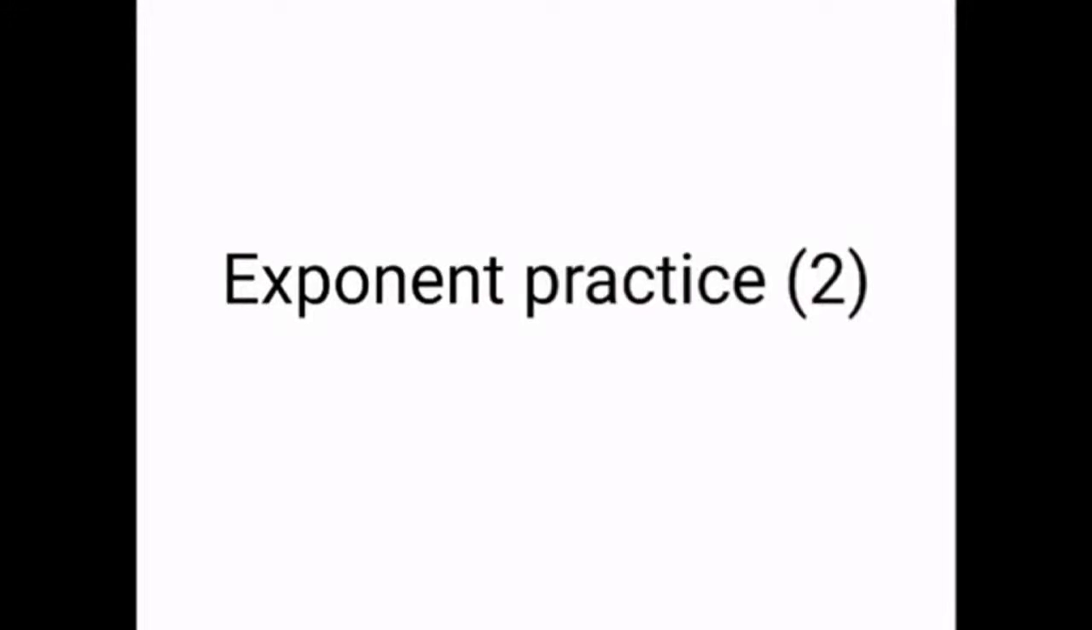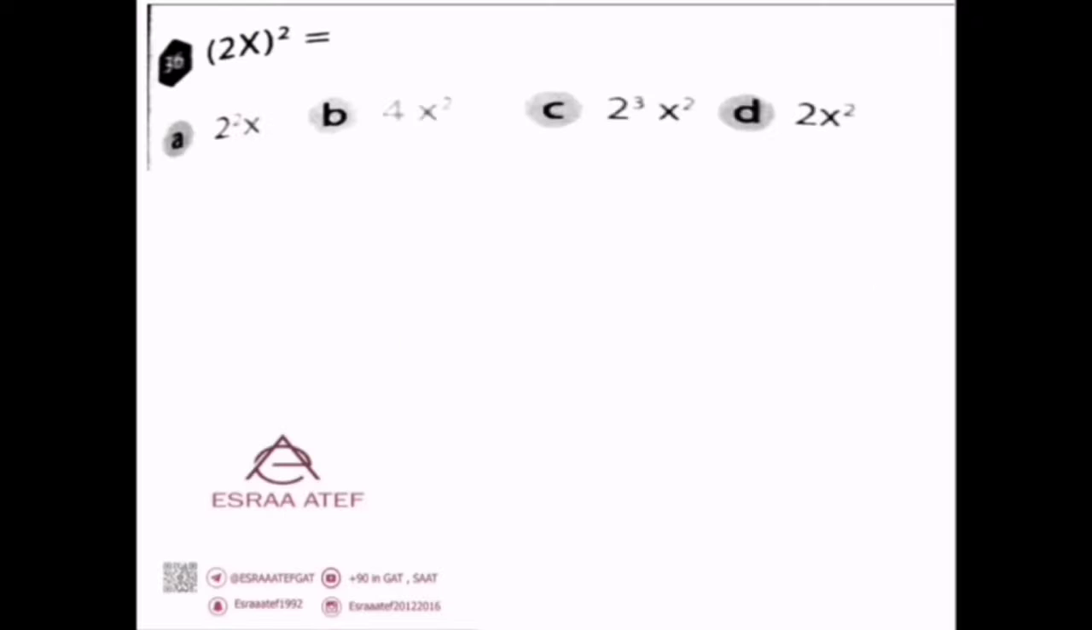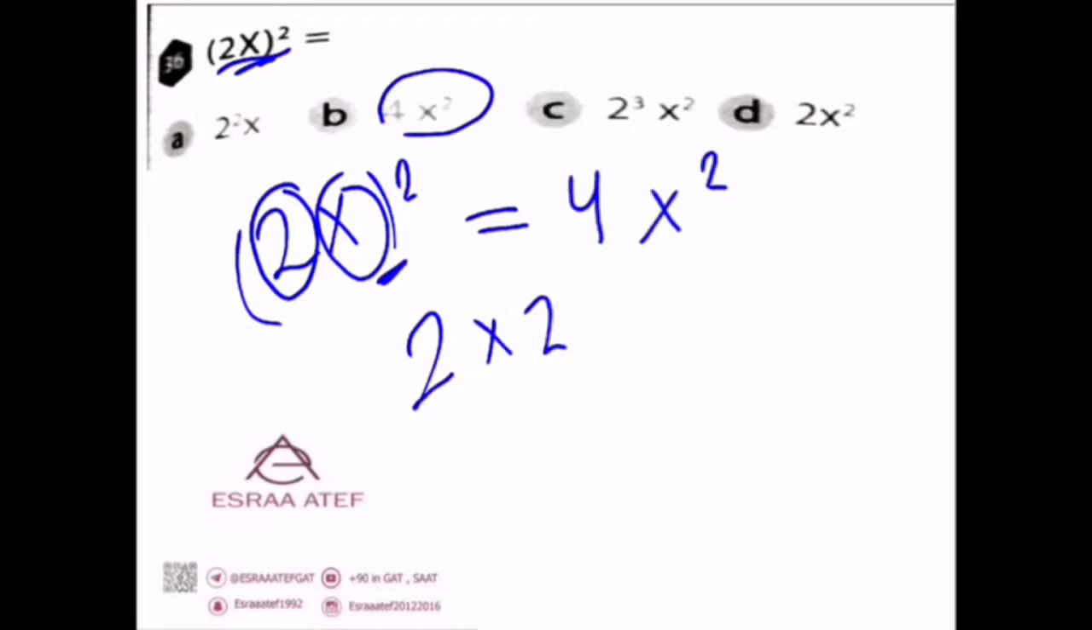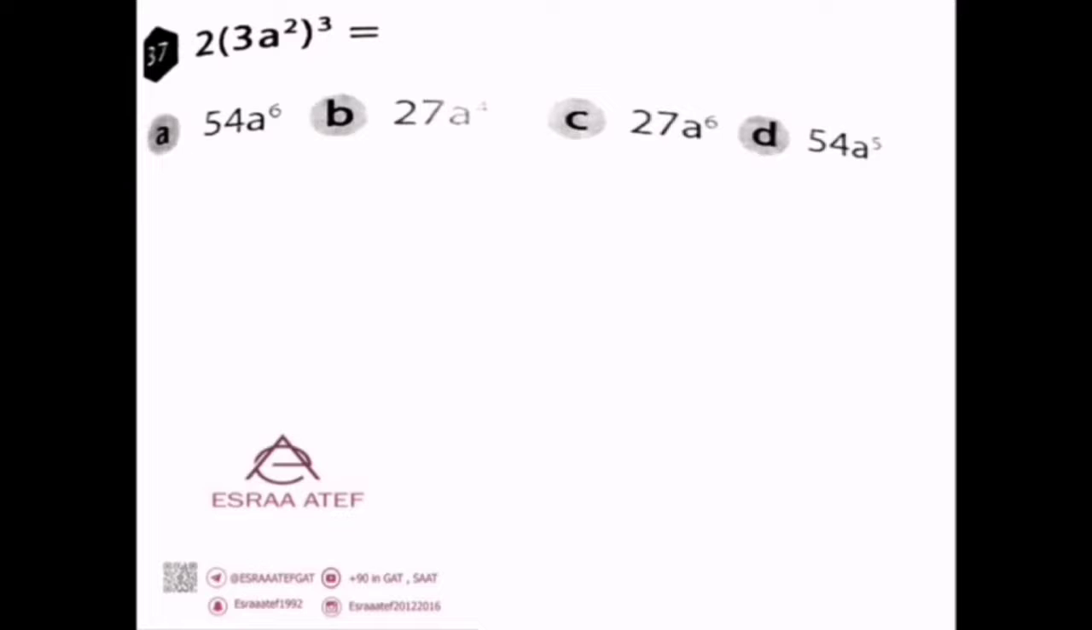We will start part 2 of the basics of the GAT, with the exponents. How can we solve the exponents, like this one, 2x, all of it squared? How can we do it? We will square 2 and square the x. Squaring 2 means 2 times 2, so it will be 4, and squaring x gives x squared, so we will choose 4x squared.